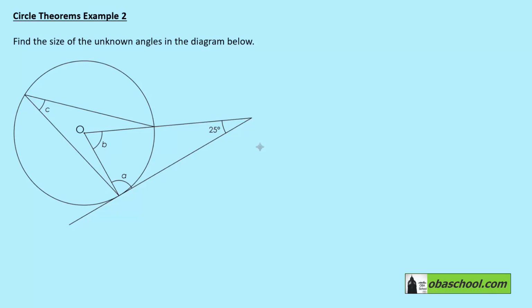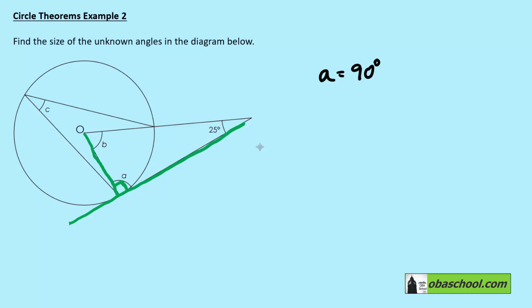Find the size of the unknown angles in the diagram below. The first thing to note is that this is a radius just here, and this is a tangent. And radius and tangent meet at 90 degrees. Therefore, we can say that A is 90 degrees. And we can give a reason for that, should we need to: the angle between a radius and a tangent.